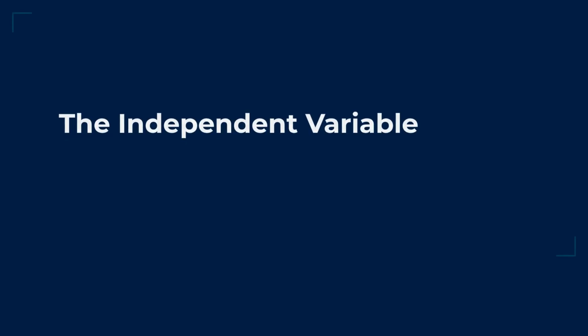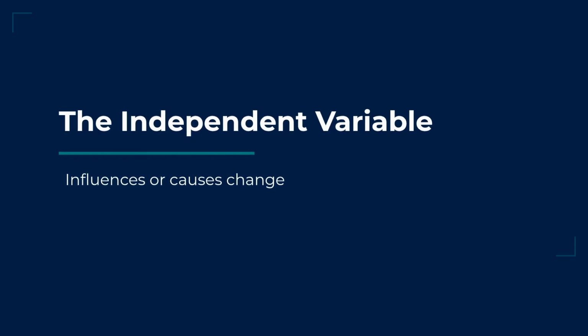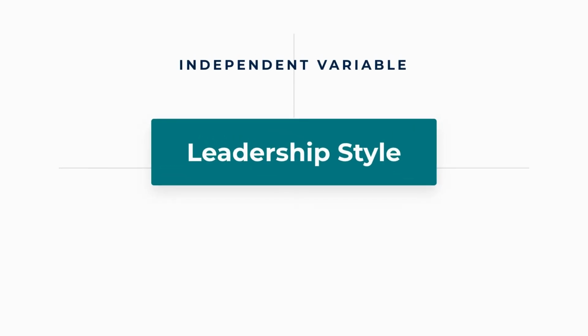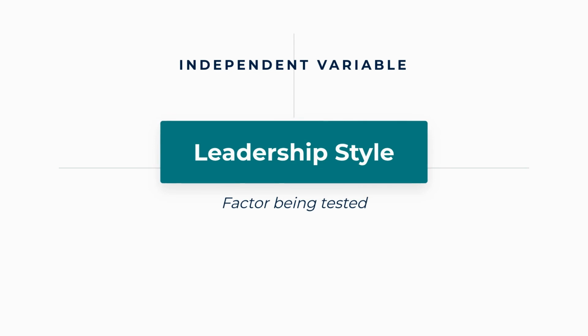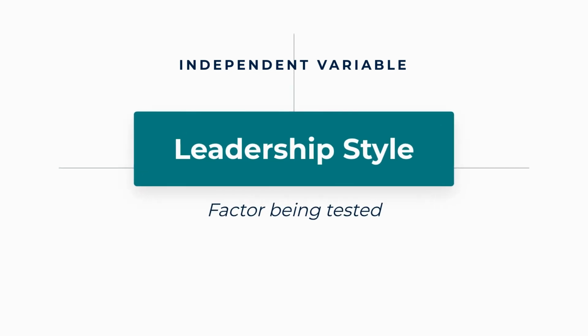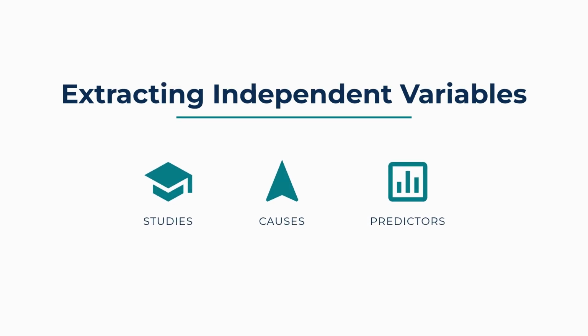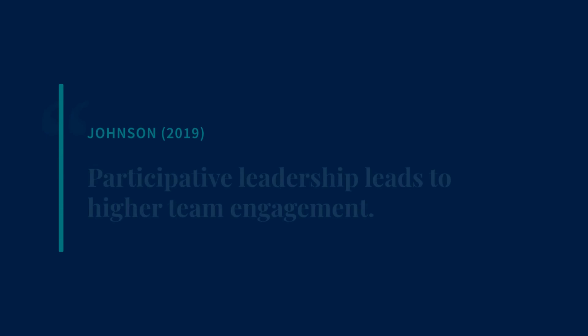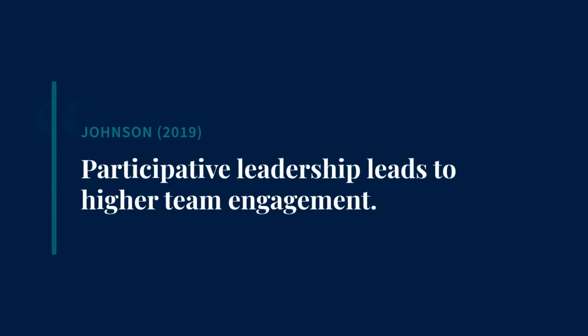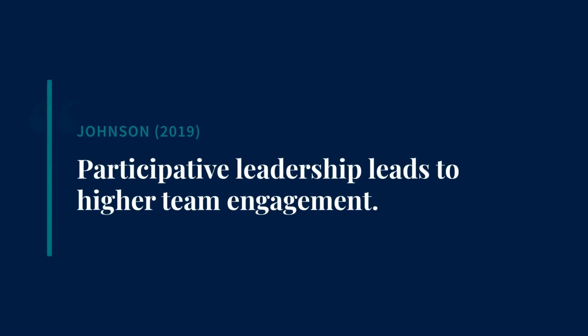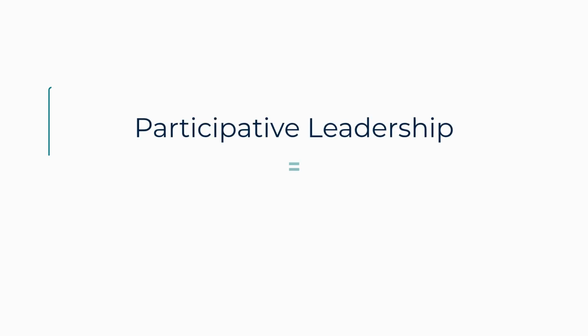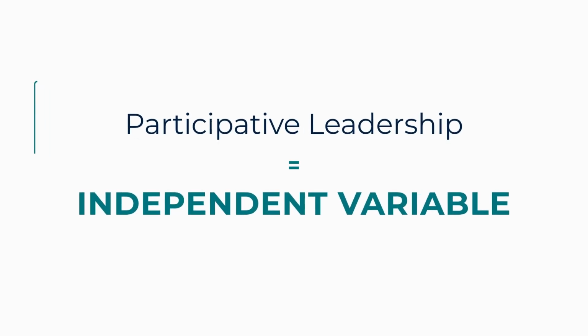The independent variable is the factor you believe influences or causes changes in the dependent variable. In the leadership example, the independent variable would be leadership style, as it is the factor being tested for its impact. To extract independent variables, look for studies that examine causes or predictors. For instance, Johnson, 2019, showed that participative leadership leads to higher team engagement. In this case, participative leadership is the independent variable.